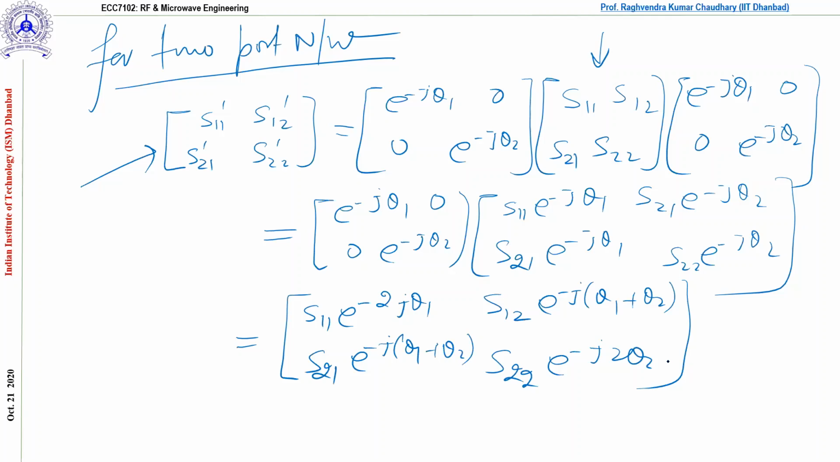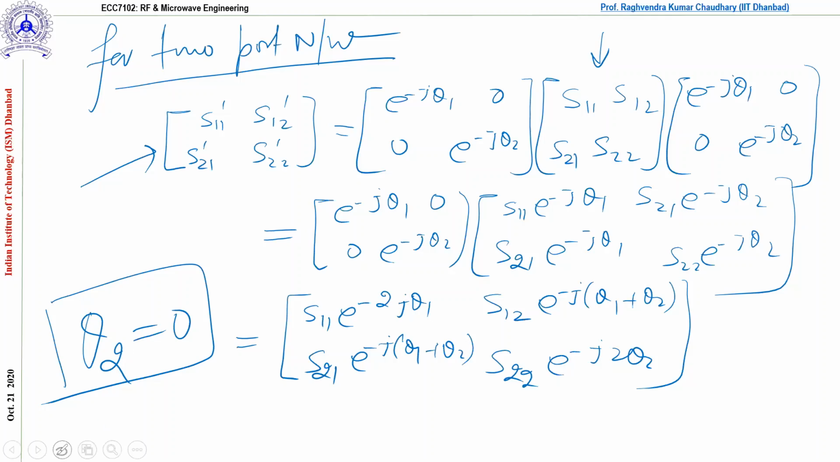Okay. Now let us make an assumption here that theta 2 is equal to 0. However, you are free to choose not to choose 0. I'm just trying to explain the result we got. That is why I'm purposefully taking theta 2 equal to 0. Correct. In that case, what can you write?